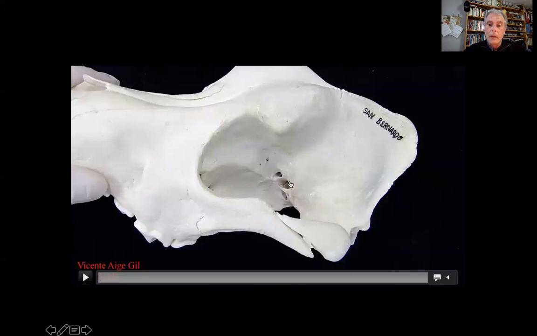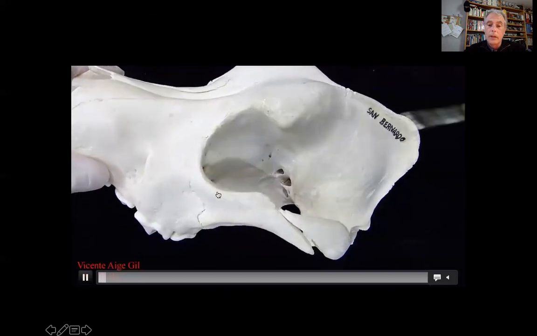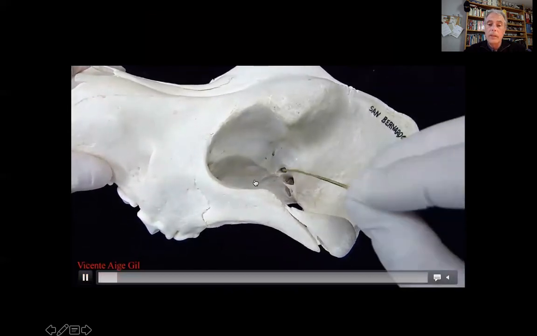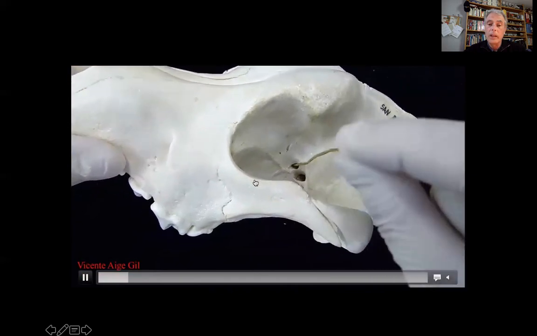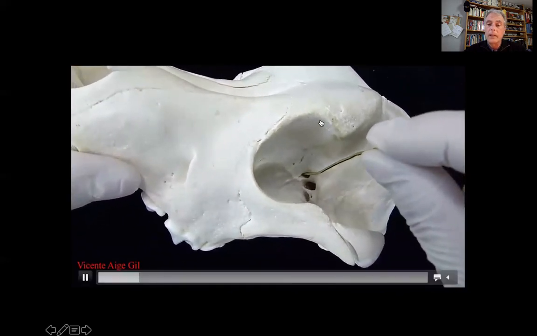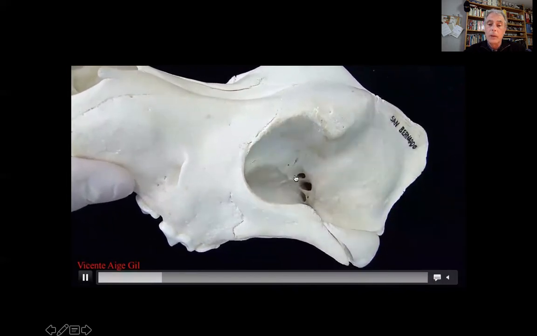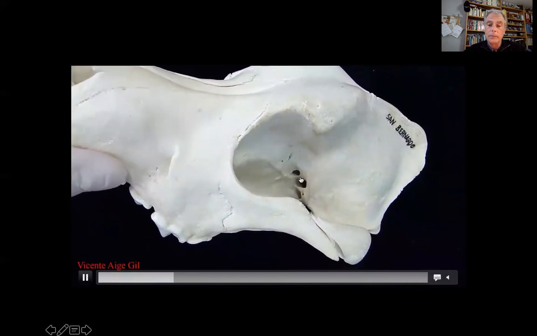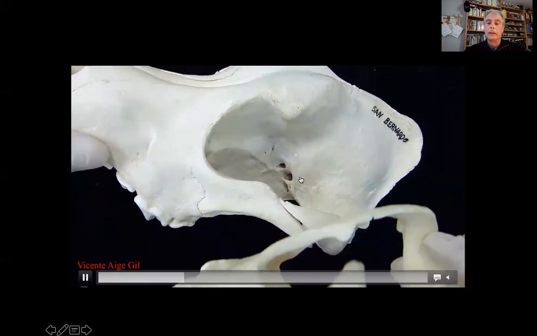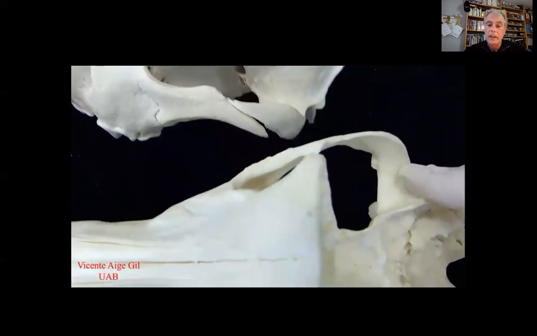First, we'll talk about the foramina. This is a cranium of a dog, and we are going to introduce this piece of string through the optic canal that is located in the vertex of the orbit. That is where the optic nerve goes through. Now we have a look at the inside of the cranial cavity.